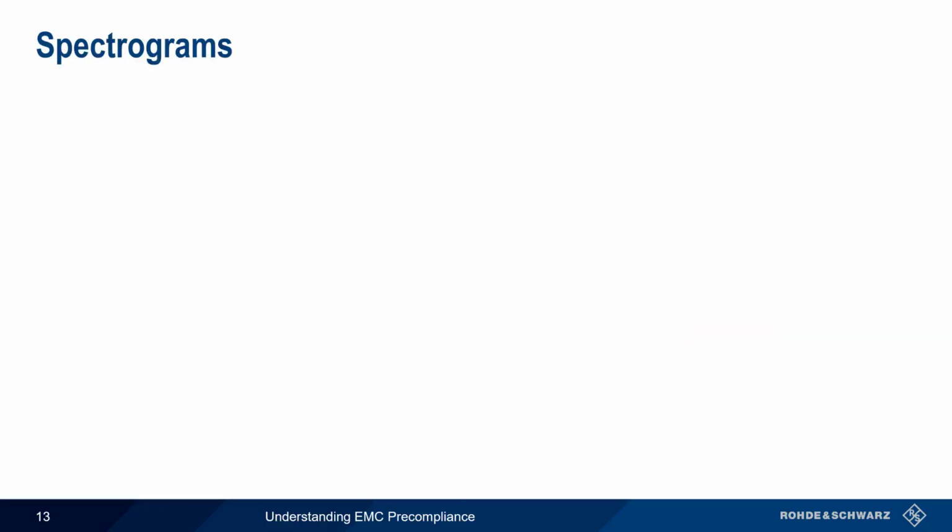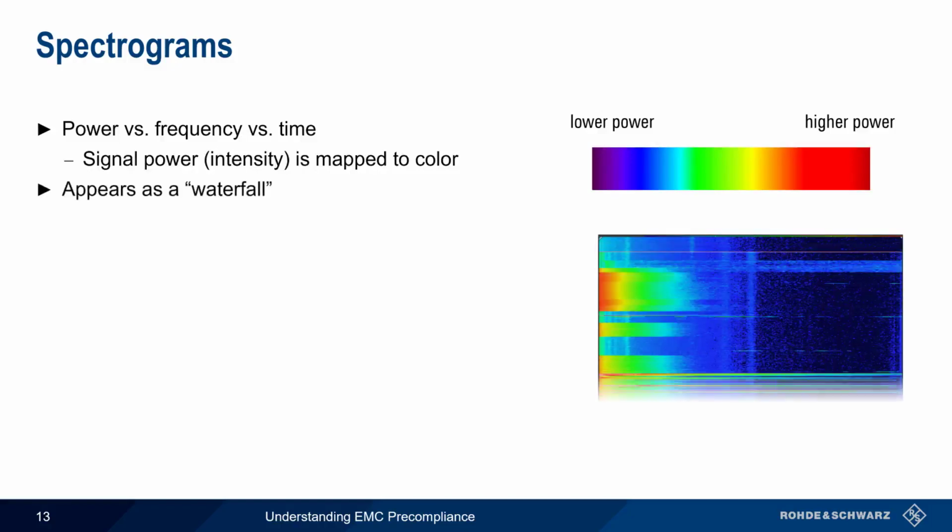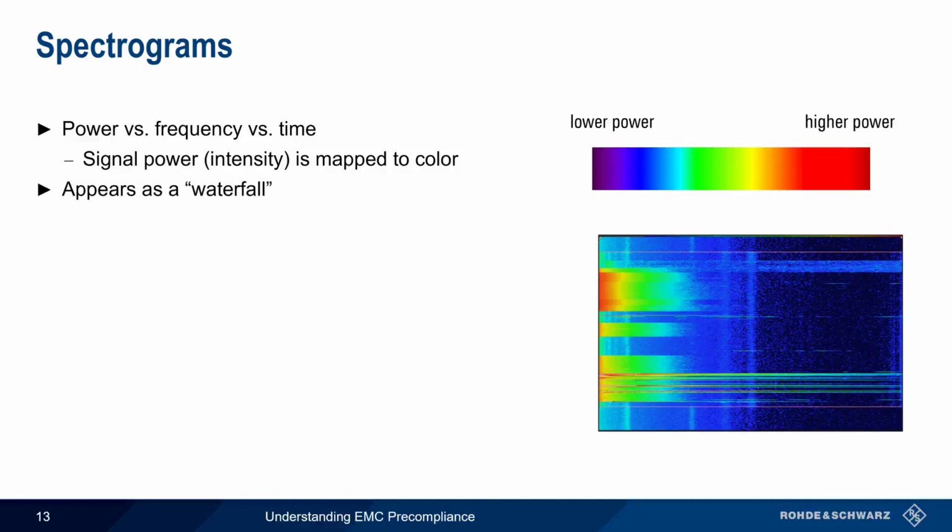Another common feature used in EMI pre-compliance testing is spectrograms. A spectrogram is basically a plot of power versus frequency versus time. In order to display these three quantities in only two dimensions, signal power or intensity is mapped to color, red usually indicating higher power, and purple or violet indicating lower power. Spectrograms are sometimes referred to as waterfall diagrams because they're drawn from top to bottom. The most recent measurements appear at the top line of the display and then flow downwards.